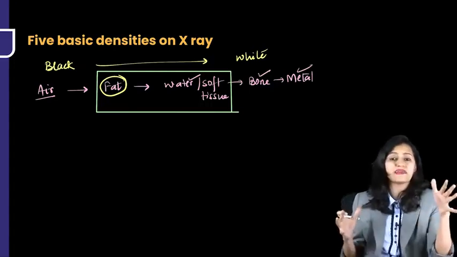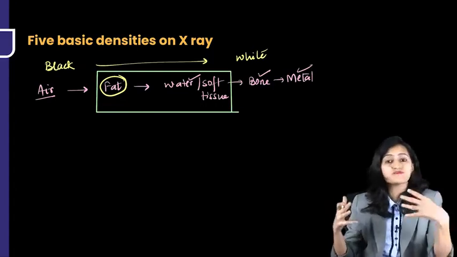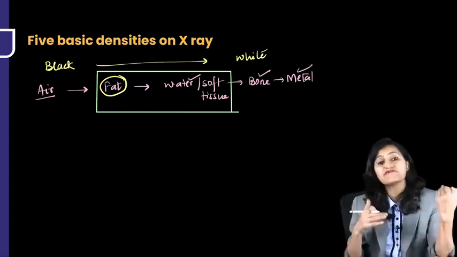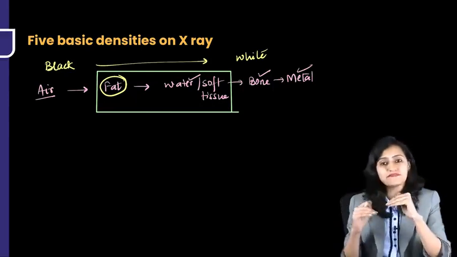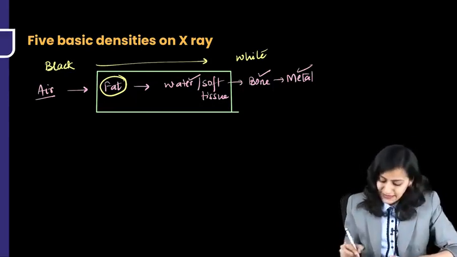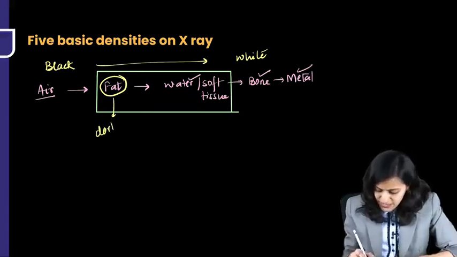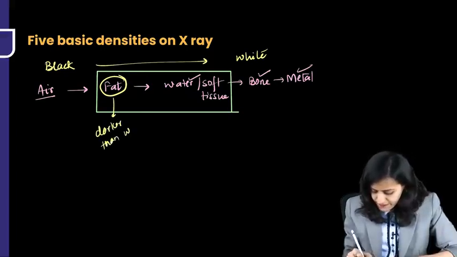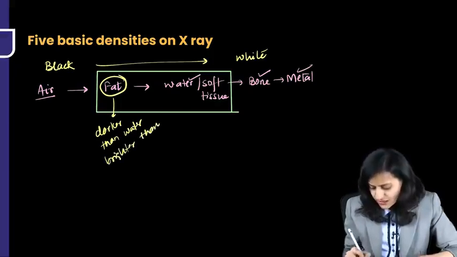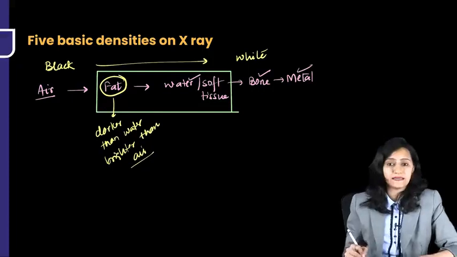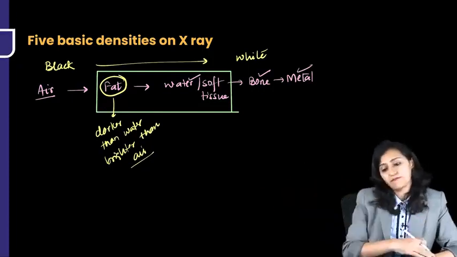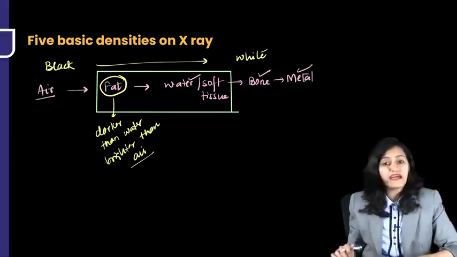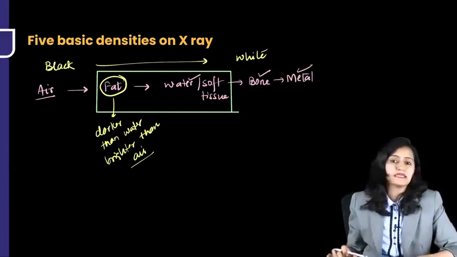If I ask, compare the density of fat and water, which is more dense? Water is more dense, fat is less dense. You know that oil and water, oil floats. So that means the fat is less dense, and that is why remember that fat will be darker than water, but it will be brighter than air. It is more dense than air, so it will be brighter than air. Something which is more dense appears more bright, something which is less dense appears dark. So remember, these are the 5 basic densities on X-ray that we can identify.